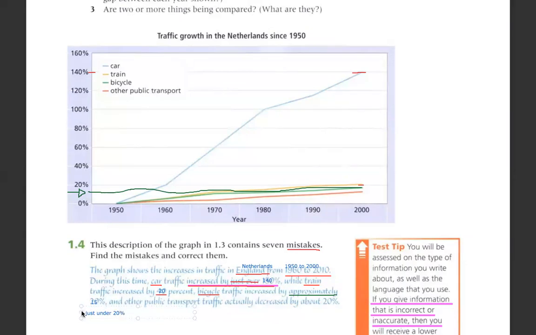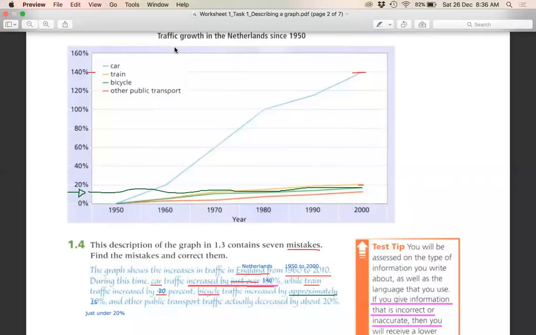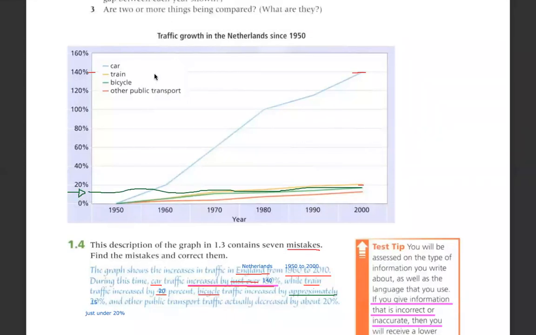Right, but if you can make a guess, have a look at the graph. Approximately 15 would be your best answer. All right, there's one more mistake with other public transport. Please find the mistake and correct it. So this is the red line.